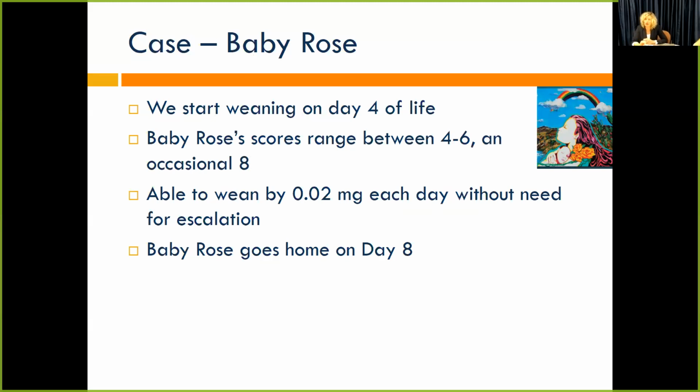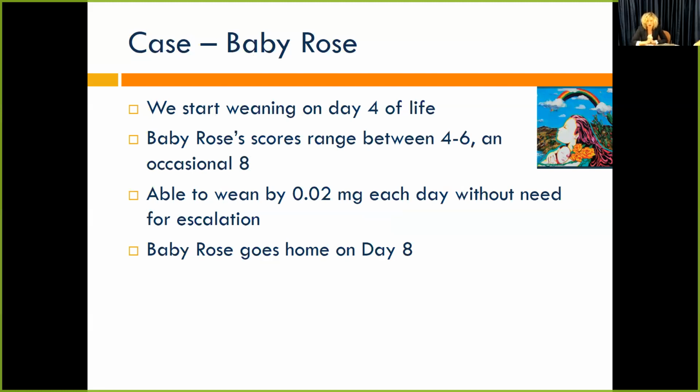So at day 4 of life, we noticed baby Rose is now only getting up to an 8 when she's cranky. Mom is really tuning into her signals and is able to soothe her well with non-pharmacologic interventions. And so we're going to start weaning her by 0.02 milligrams each day, and she hasn't needed an escalation. She's only gotten up to an 8.